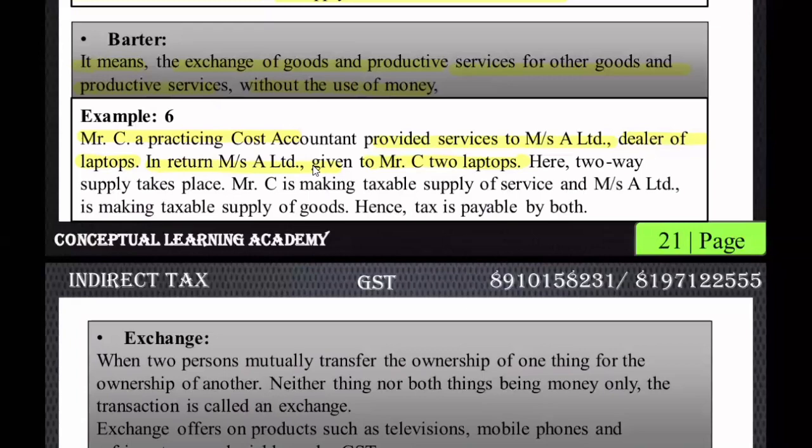Motivation is ended. We will move to the example. So what actually happened? Mr. C, who was a cost accountant, provided services to a business, and that business in return provided him 2 laptops. Here, two-way supply takes place. Mr. C is making taxable supply of services and Mr. A Limited is making taxable supply of goods. Hence, tax is payable by both.